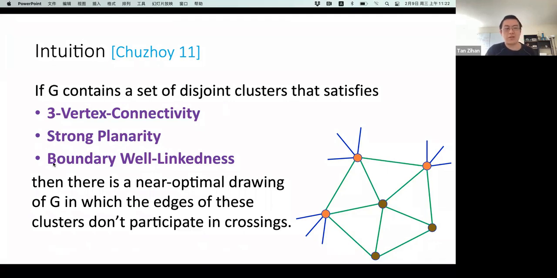And boundary well-linkedness is basically saying that these boundary vertices, these orange vertices, have to be well connected inside this cluster in some way. The strict definition I won't go into detail for now.